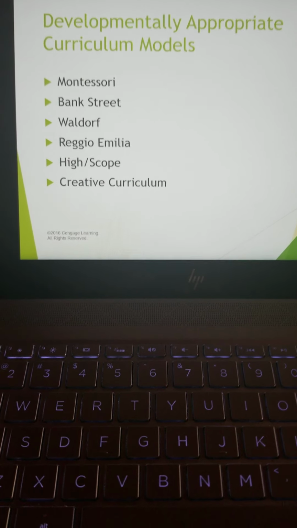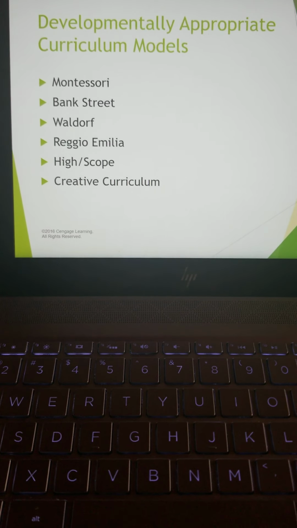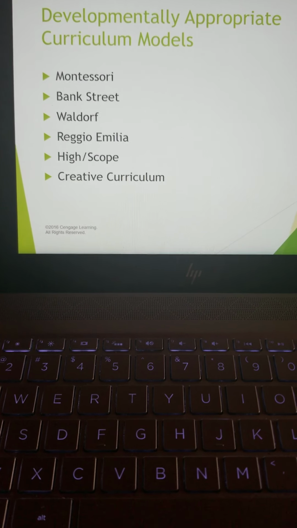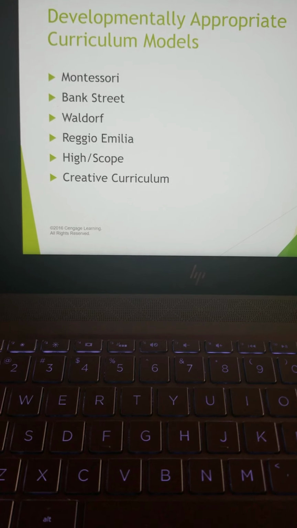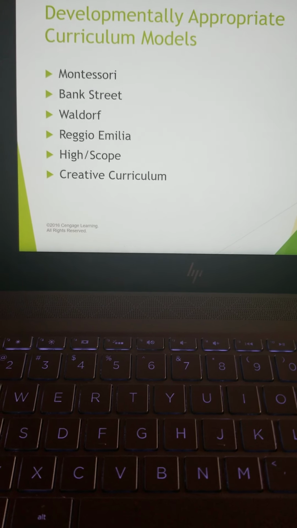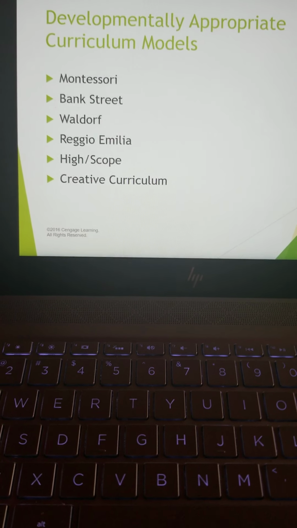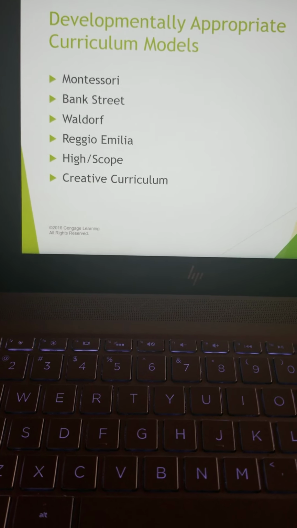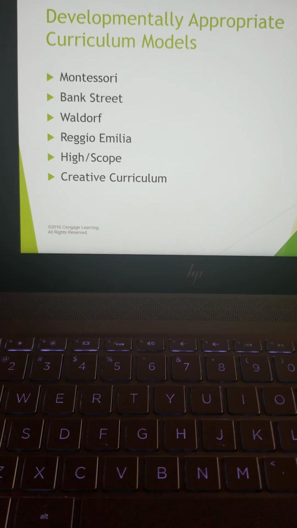Your chapter discusses developmentally appropriate curriculum models. It mentions Montessori, Bank Street, Waldorf, Reggio Emilia, High Scope, Creative Curriculum. I won't go into detail on these. I know your written assignment this week asks you to describe each one of these and say something about them in your discussion for the week. There are videos in your course content for Chapter 10, and you'll be asked to watch a short video on each one of these to give you an overview of what they are.